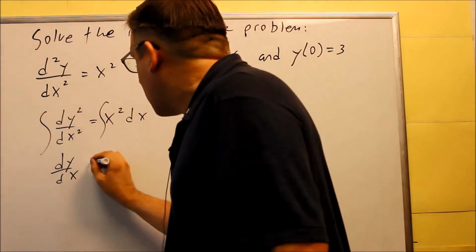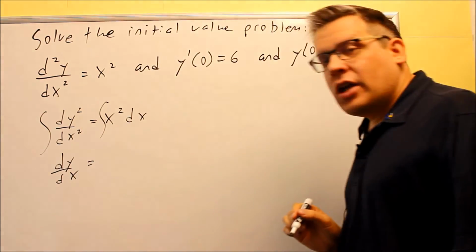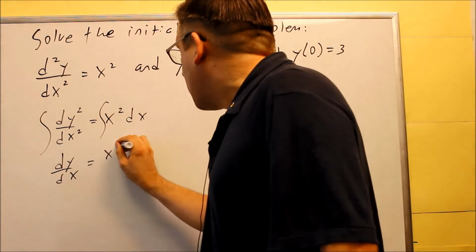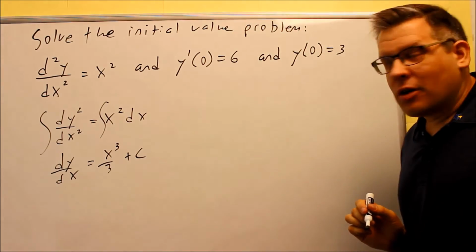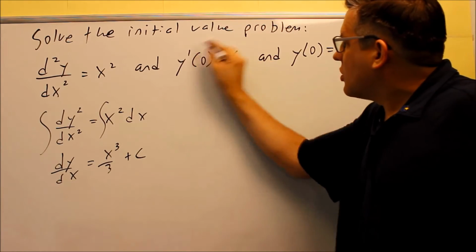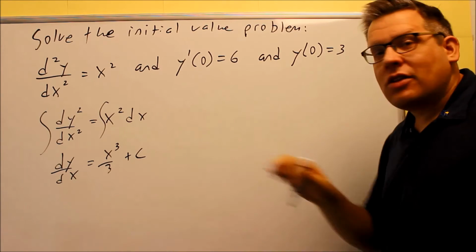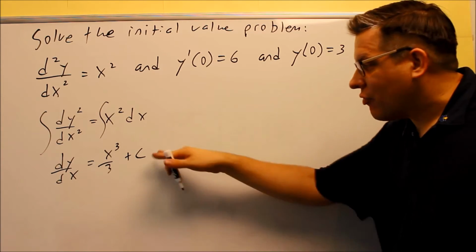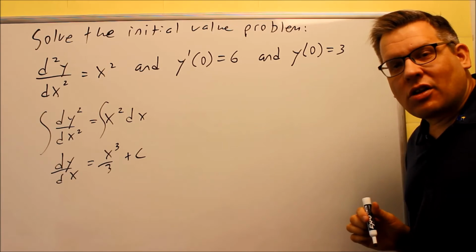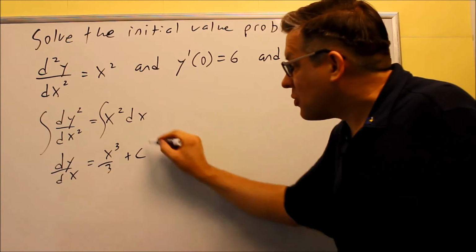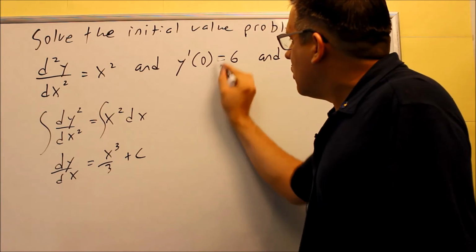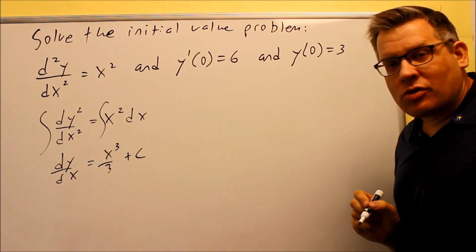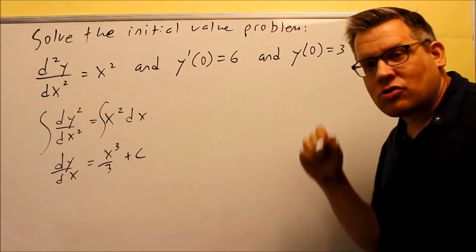Okay, so we did the left-hand side. We have to do the right-hand side. This is going to be the inverse power rule, x cubed over 3, and then don't forget the plus c there. Now we're going to use this information here to find the exact c value. We have to do that first before we take another antiderivative. We need to find out the specific c value. Now the dy dx notation is exactly the same as the y prime notation. It still means the first derivative.